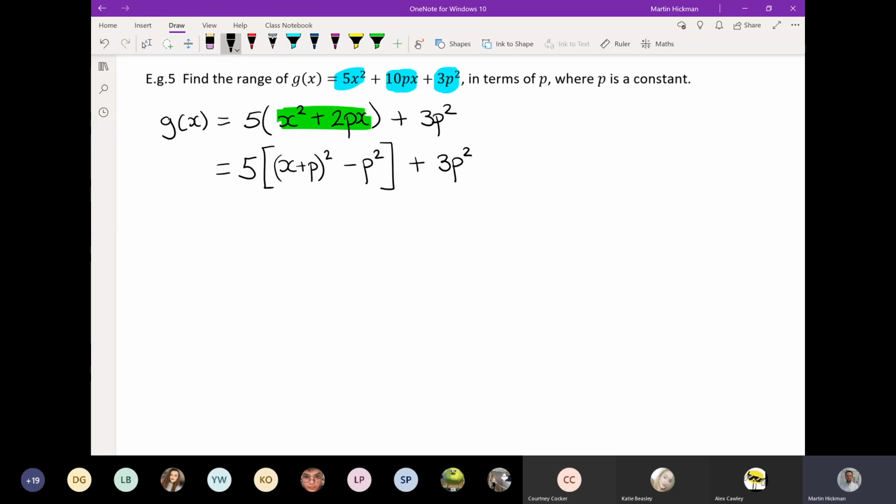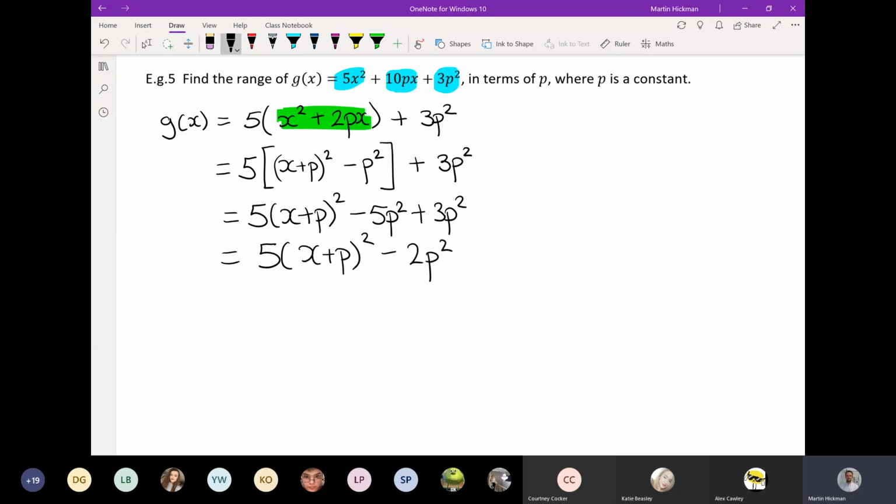Again, if you prefer to take the 5 out of the whole thing, then obviously that will also be in your square bracket as well, but it wouldn't be 3p squared, it'd be 3 over 5 p squared. Then it's just time to tie this up a bit. I'm going to expand those square brackets out to get 5 times x plus p all squared minus 5p squared plus 3p squared. That doesn't get multiplied by the 5. And that just leaves me with 5 times x plus p all squared minus 2p squared.